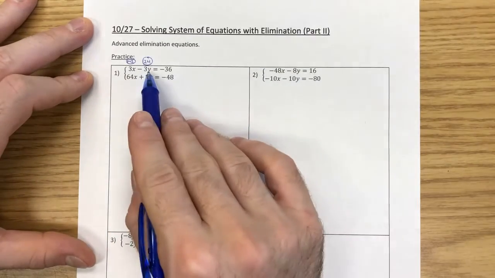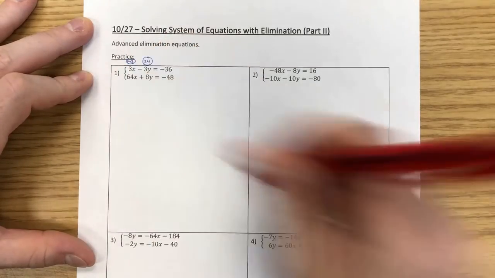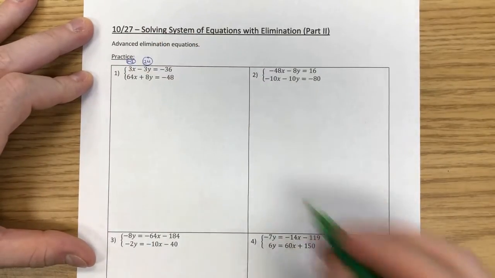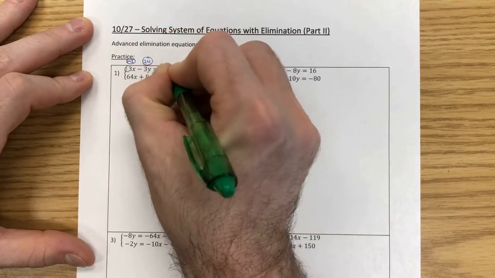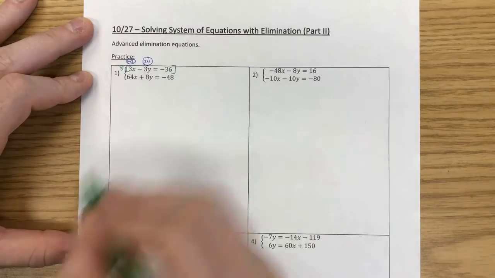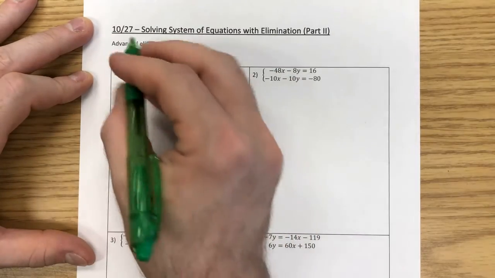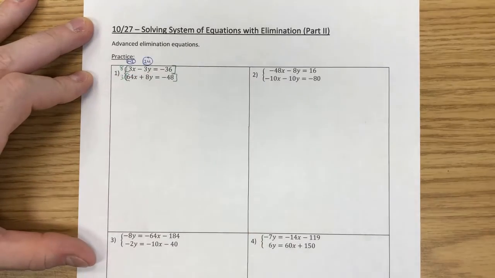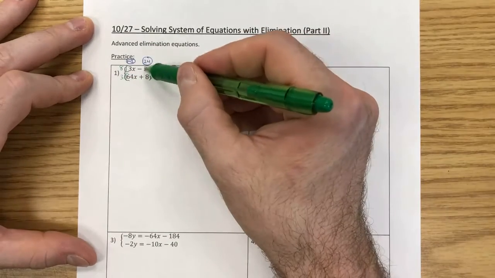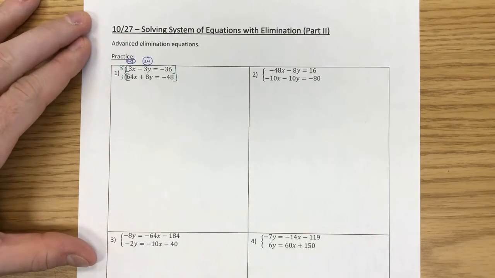So what do I multiply 3 by to get 24? I'm going to do this in green. 3 times 8 is going to give me 24. And on the second equation, I'm going to multiply 8 times 3 to get me 24. The signs are already opposite, so I don't need to worry about making one of these negative. I'm just going to multiply by an 8 and a 3.